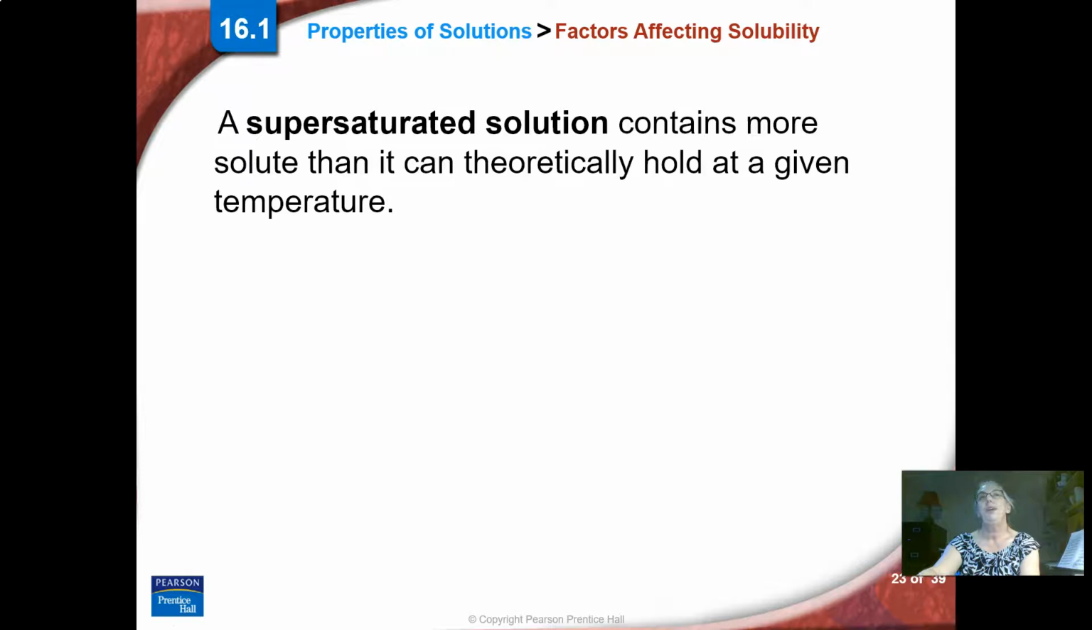Supersaturated is when you add more solute than can really be held at that temperature. So this is how we make rock candy. If you've ever had rock candy, you know it's that crystalline sugar on a string or on a little piece of wood. So what they do is they take really hot water, they put lots and lots of sugar in there, they stir it up, agitate it as much as possible, then they slowly let it cool over time, and then those crystals of sugar crystallize out on that string or that piece of small wood.